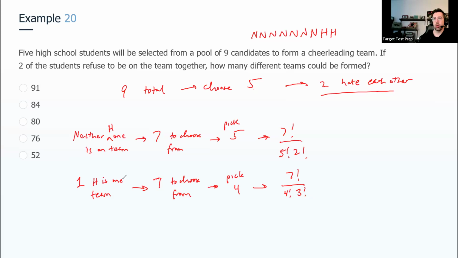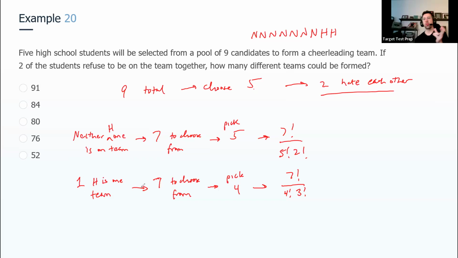And then it would be the case that if the other person got selected, it'd be the same scenario again. So instead of doing the same math again, because in the end we'd have to add all of these, right?